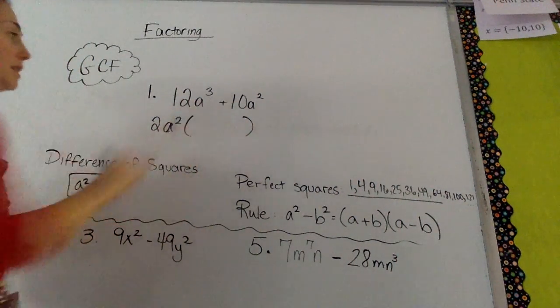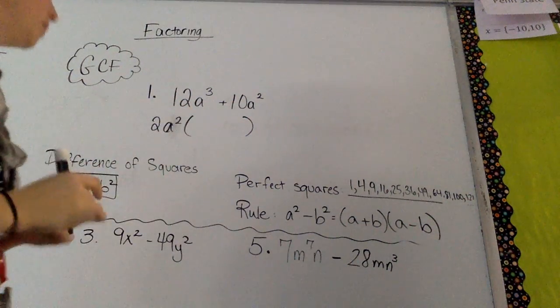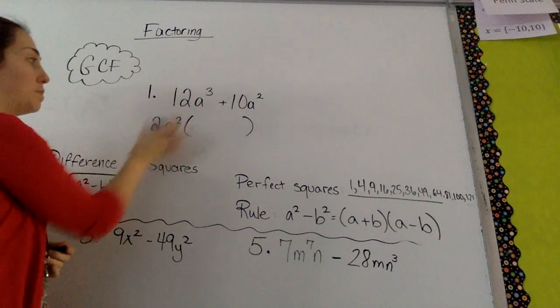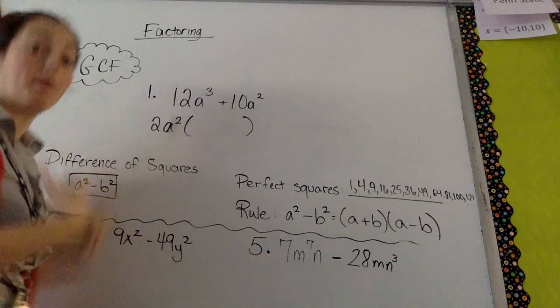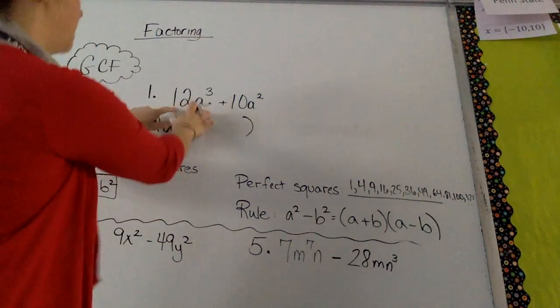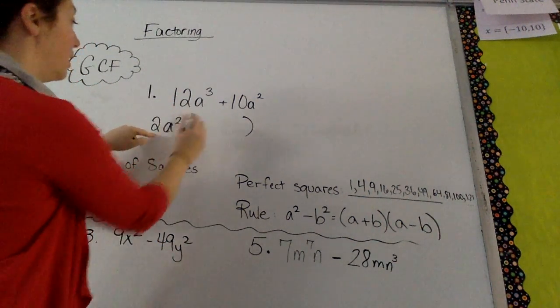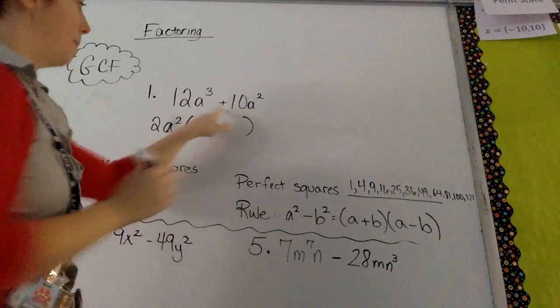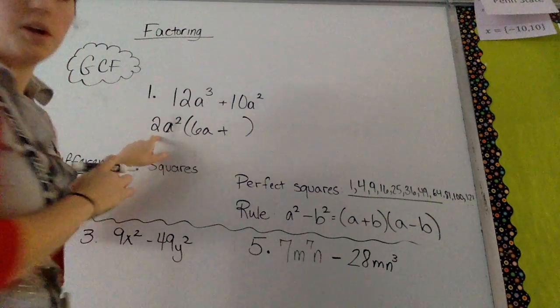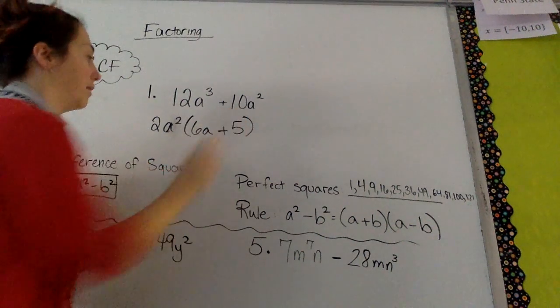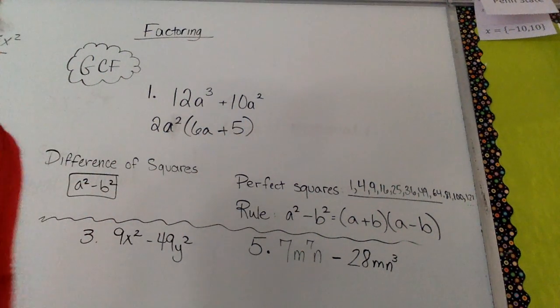And then whatever you had to start with, this is a binomial, so you better end with a binomial. And you're dividing each piece, so if I'd multiplied back, it'd be the opposite. So 12a cubed divided by 2a squared is 6a, plus 10a squared divided by 2a squared is 5. And there's nothing else I can factor out, so you know you're done. All right, let me pull this down a little bit.